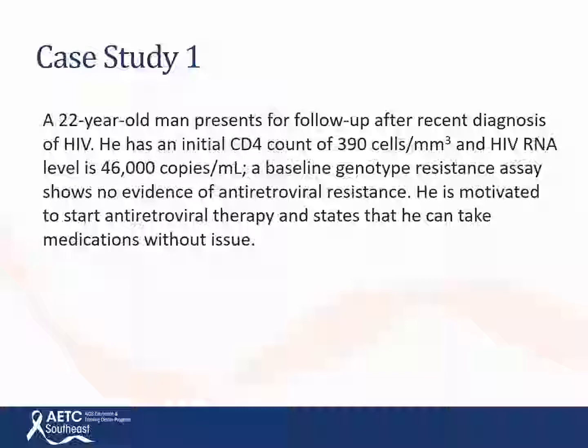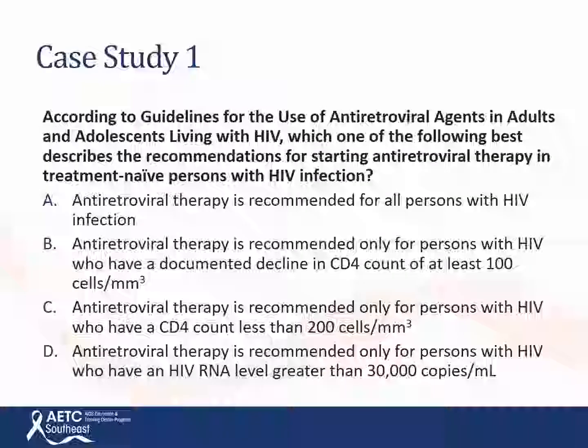A 22-year-old man presents for follow-up after recent diagnosis of HIV. He has an initial CD4 count of 390 and an HIV viral load of 46,000. A baseline genotype shows no evidence of antiretroviral resistance. He's motivated to start ART and states he can take medications without issue. Question 1.